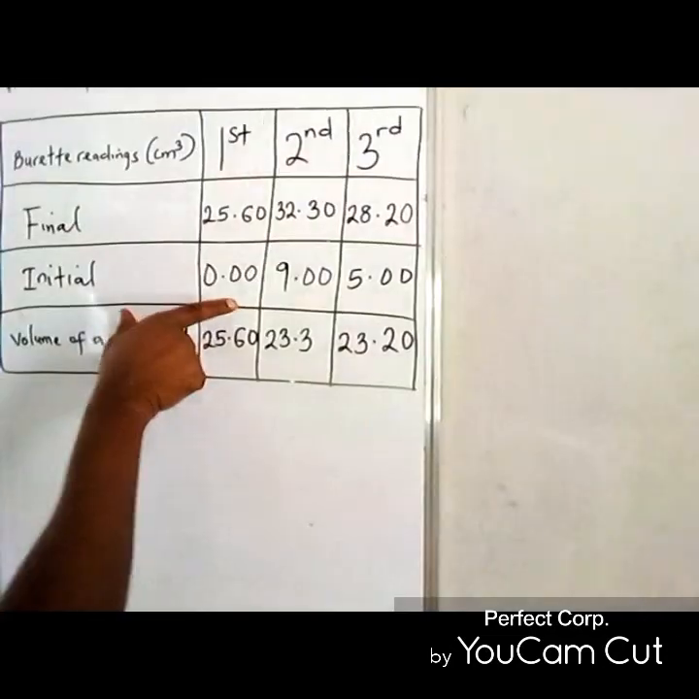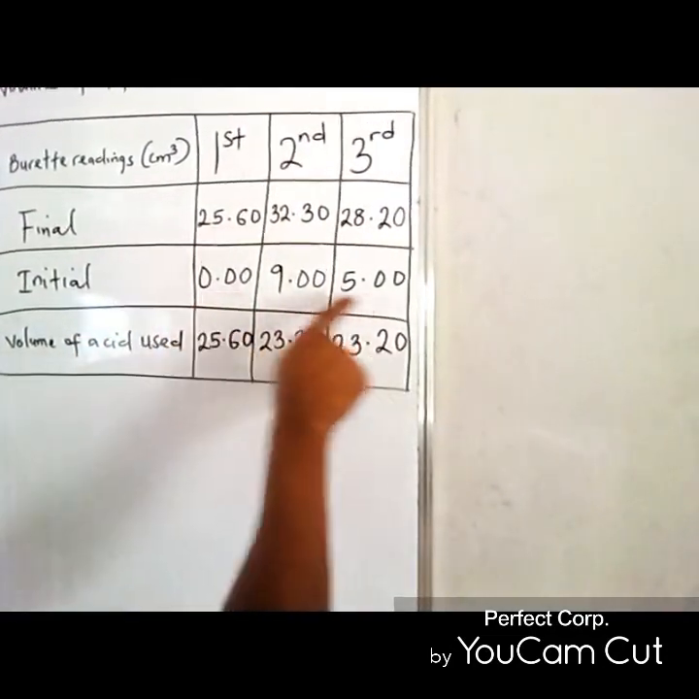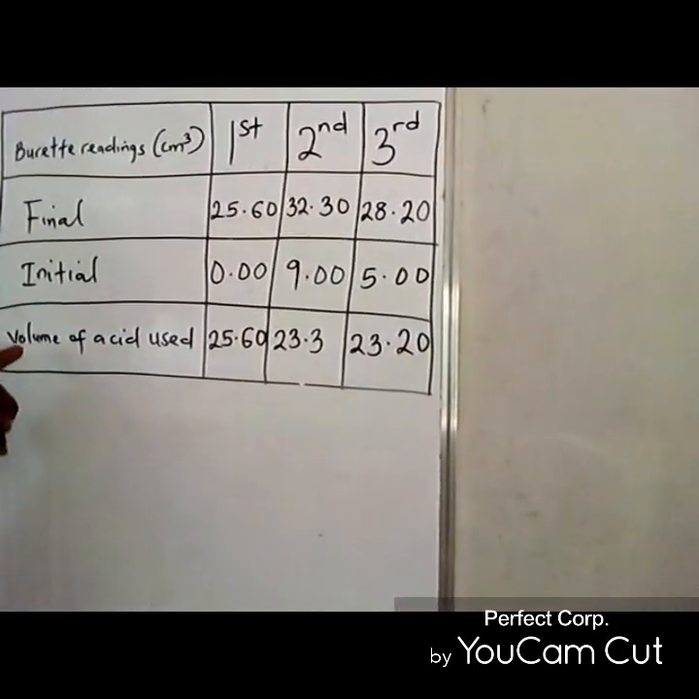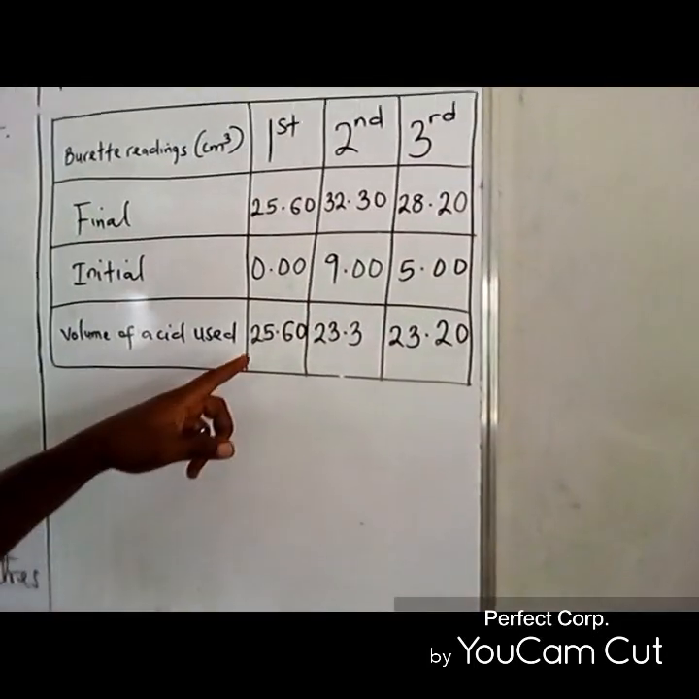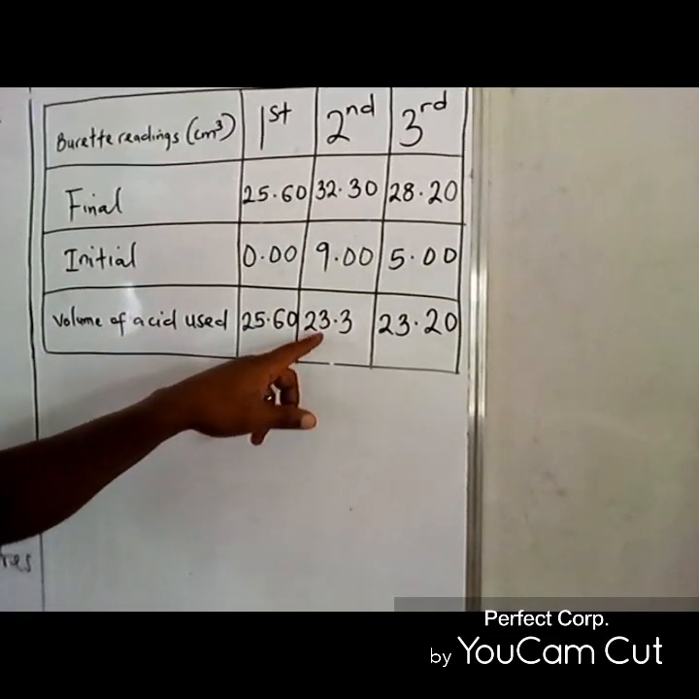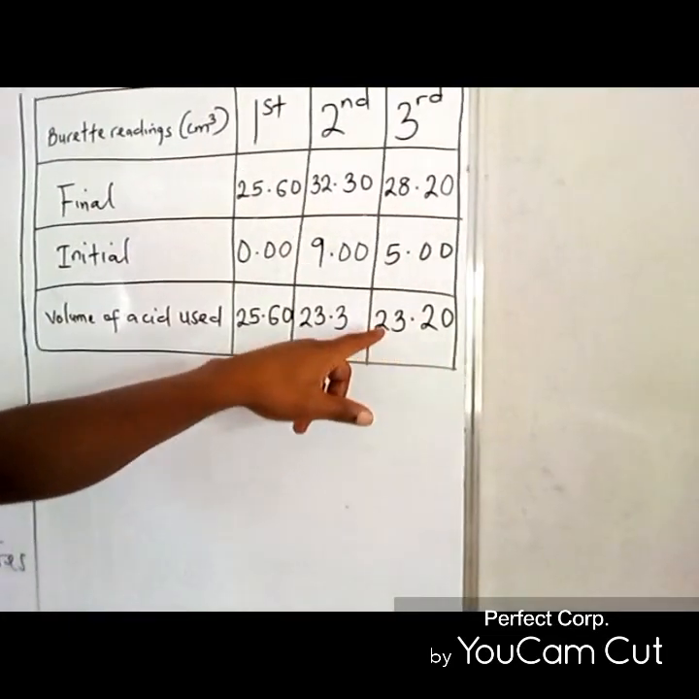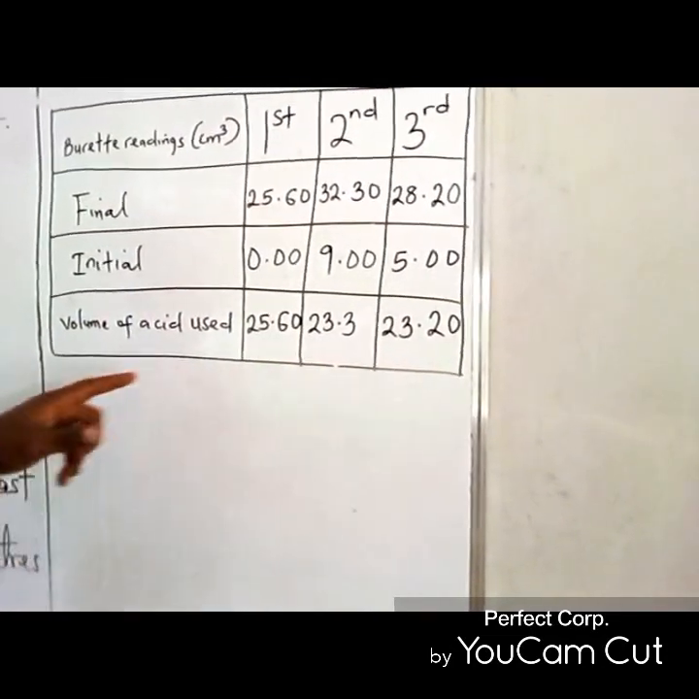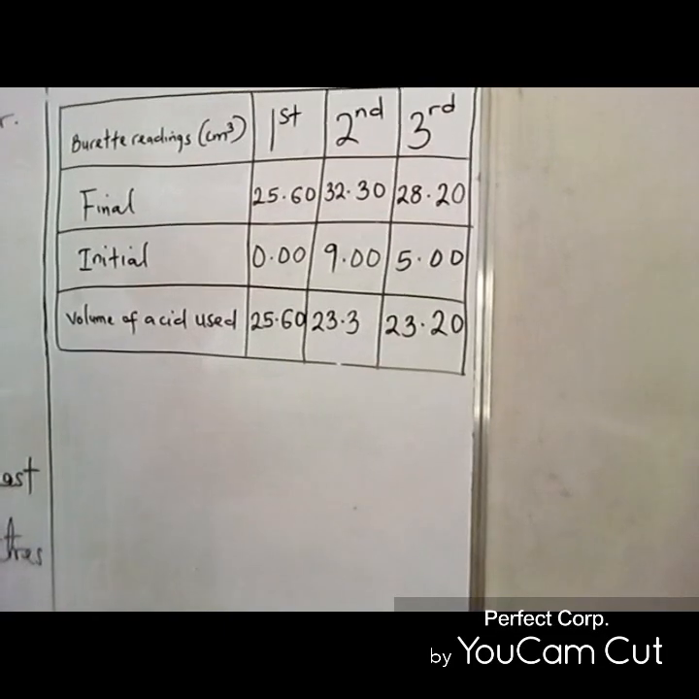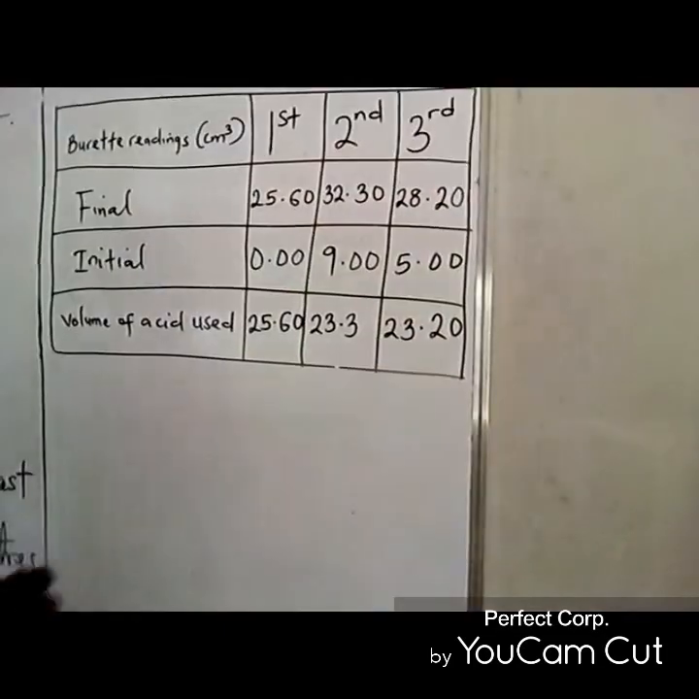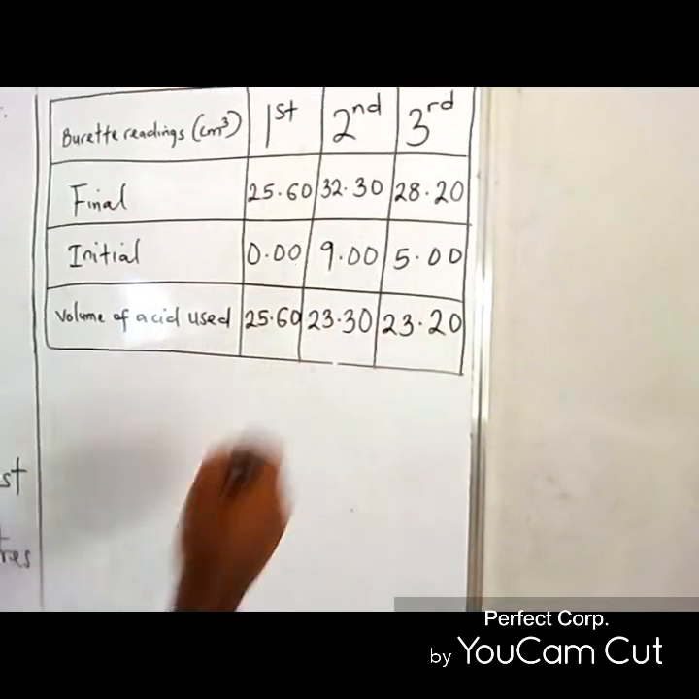So in this case, the titre values are consistent. Now let's go to the volume of acid used. For the first titre value, we have 25.60. The second is 23.3, and the third is 23.20. Did you notice that the values there are not consistent? Yes. Look at this, we have 23.3. So what you simply do is you add 0 to it. Now what is the point?